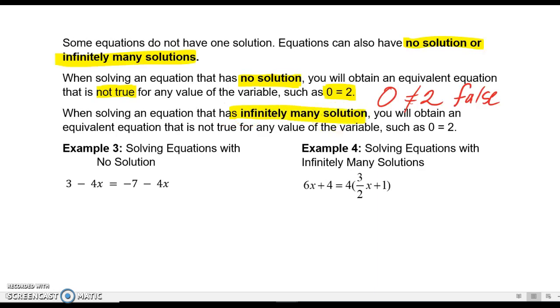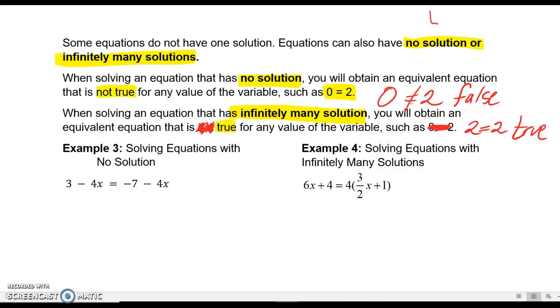we need to clean up the vocabulary here. This should say it produces an equation that is true for any value of the variable. Let's clean this up. We're going to get rid of the word not, because it should say true. It would say something like 2 equals 2, meaning it's a true statement and it's exactly the same on both sides. So please make sure you make those changes in your note packet.